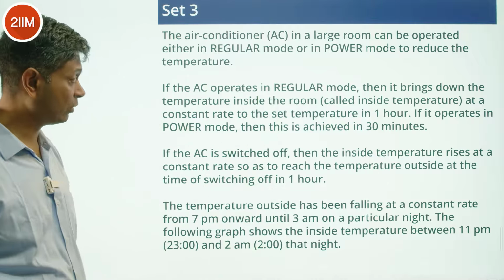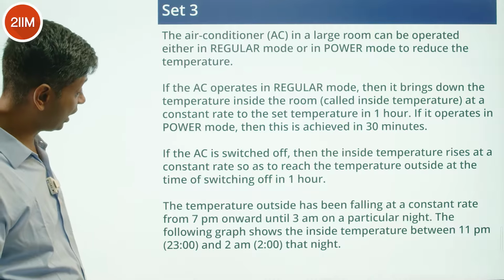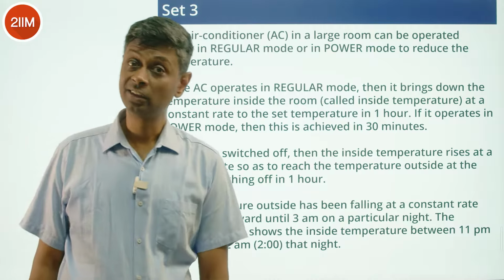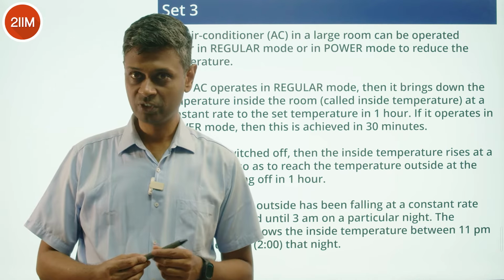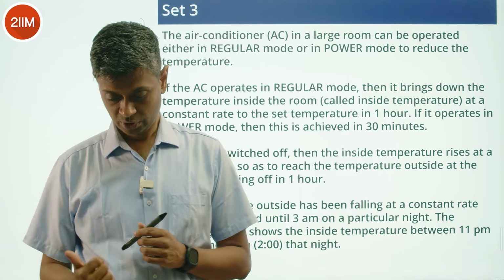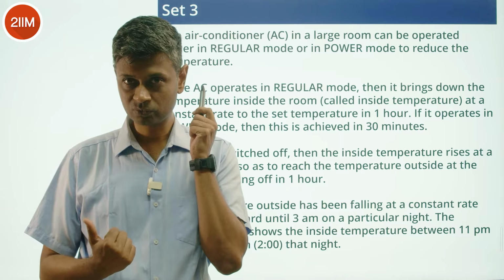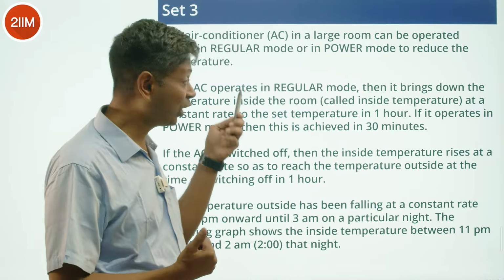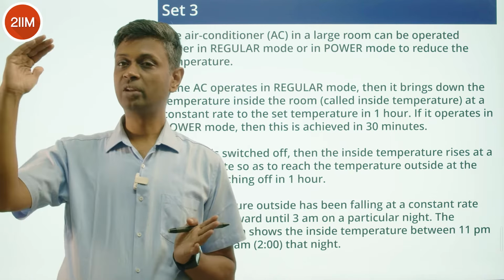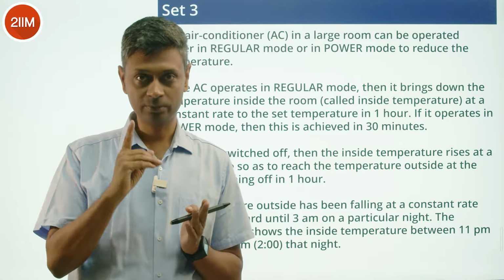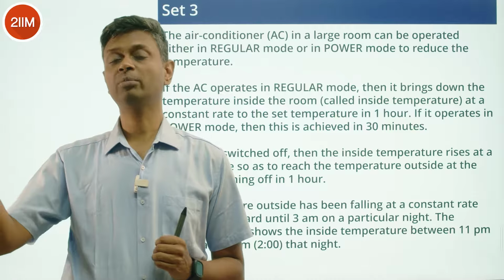If the AC is switched off, then the inside temperature rises at a constant rate so as to reach the temperature outside at the time of switching off in 1 hour. Fine, this is very interesting. So if I switch off at 25 degrees and outside is 37, my temperature inside will go from 25 to 37 in 1 hour. It is very much like regular mode, but the opposite way. In regular, your inside temperature reaches target temperature in 1 hour. When it is switched off, then your inside temperature reaches outside temperature in 1 hour.